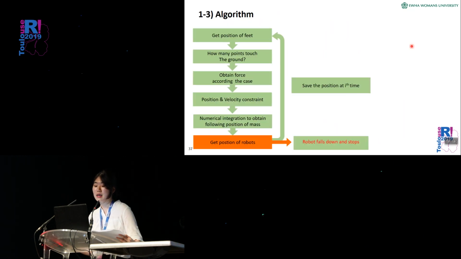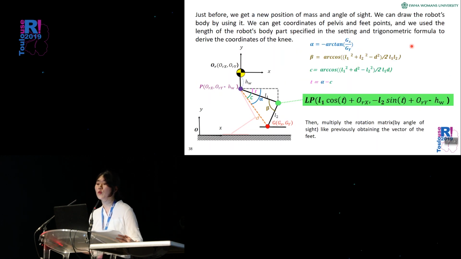Final step is getting the position of the robot. Just before we get a new position of mass and angle of sight, we can draw the robot's body by using it. We can get the coordinates of the pelvis and knee points by using trigonometric formulas, and then multiply the rotation matrix, like previously obtaining the vector of feet.